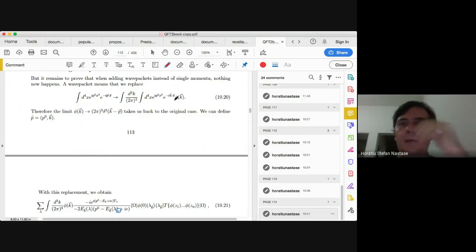So a wave packet means integrating over the momentum with a function phi of k. And of course, to go back to the previous case, it means phi of k going to 2 pi cubed delta of k minus p. That is to say, focusing on a single momentum k.